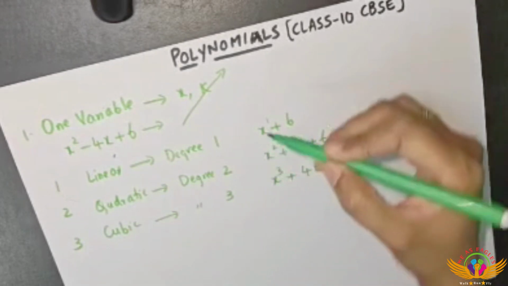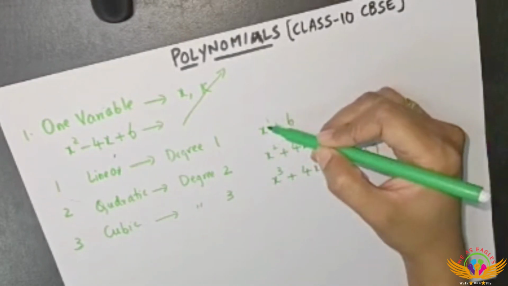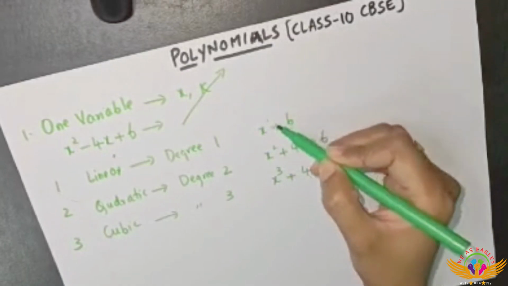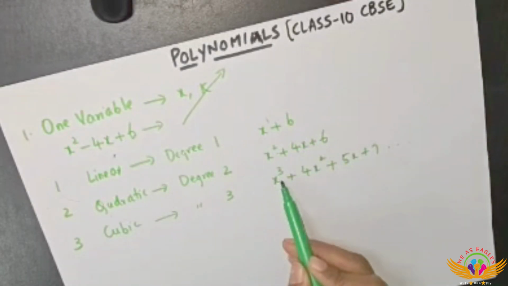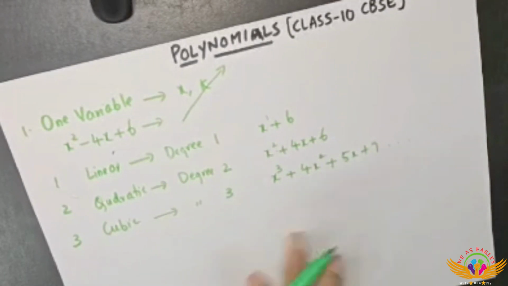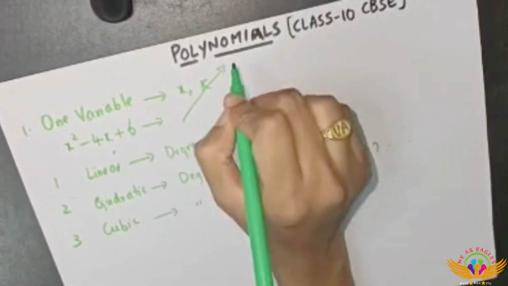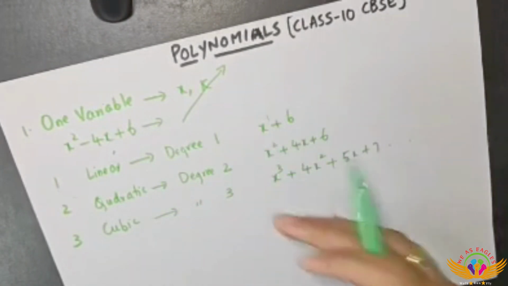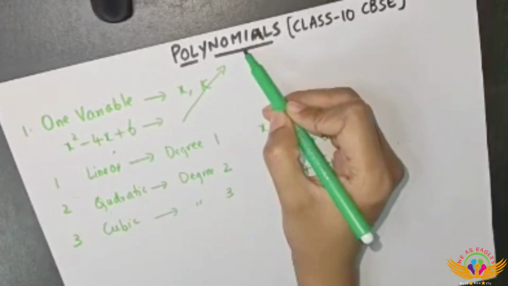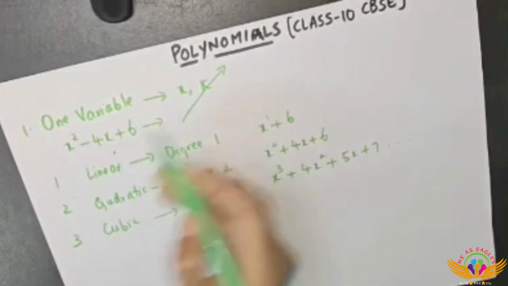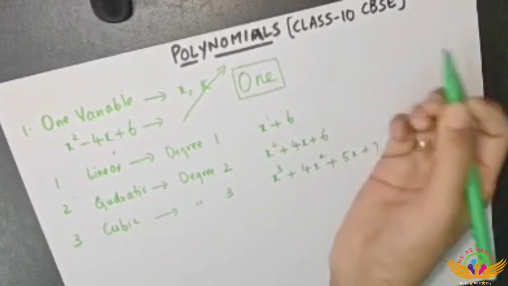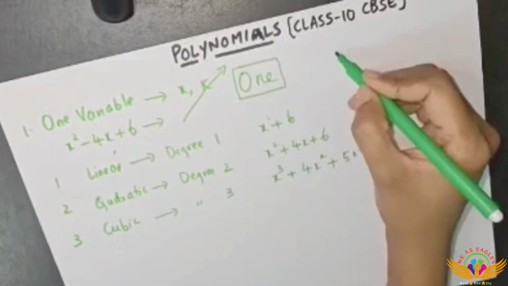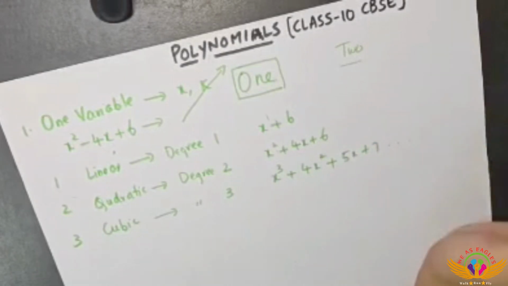Please be sure that the highest degree matters. Here the highest degree is 1, so it is called linear. Here the highest degree is 2, so it is quadratic. Here the highest degree is 3, so it is called cubic. These are the types of polynomials we have. Never get confused between a polynomial and a linear equation. A polynomial is where there is only one variable. In a linear equation, we have two variables, that is x and y.